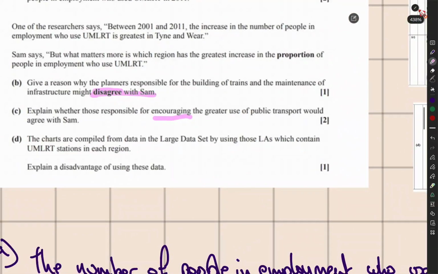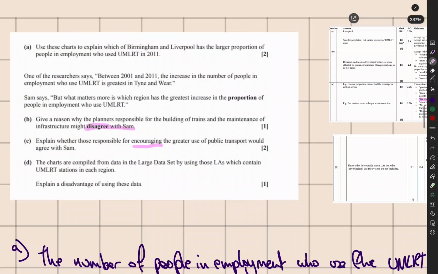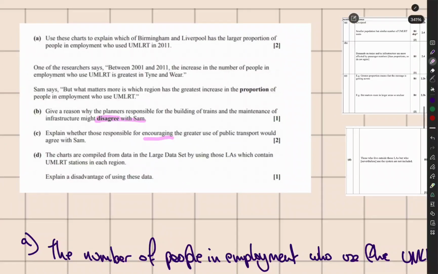Okay, the last question in this section. It says the charts are compiled from data in the large data set by using those local authorities which contain UMLRT stations in each region. Explain a disadvantage of using this data.